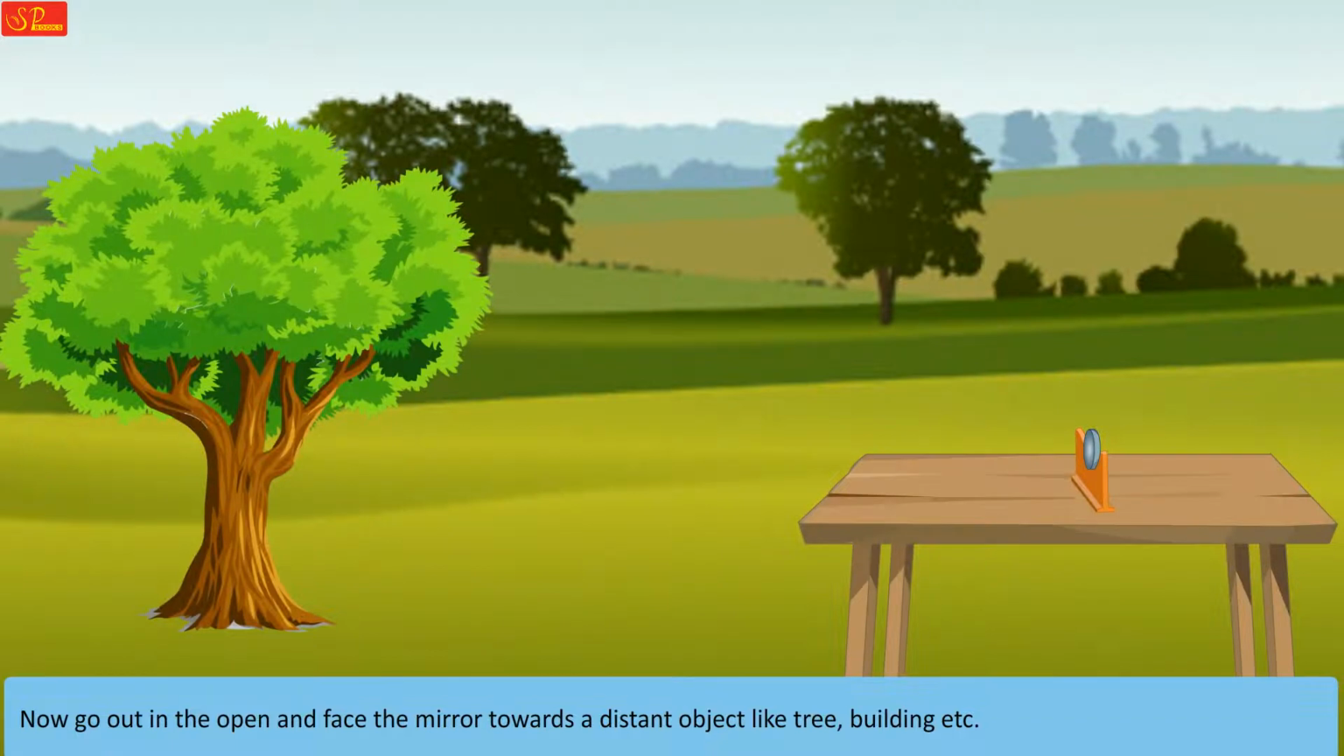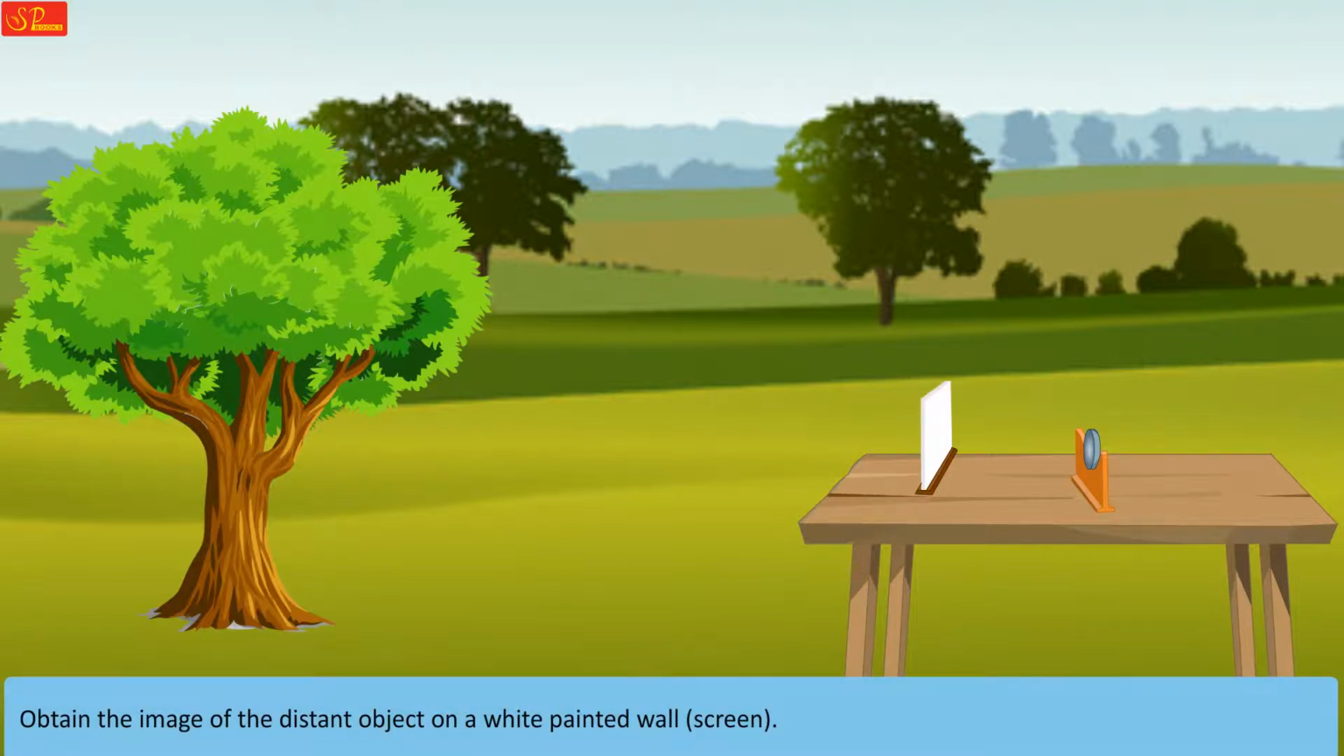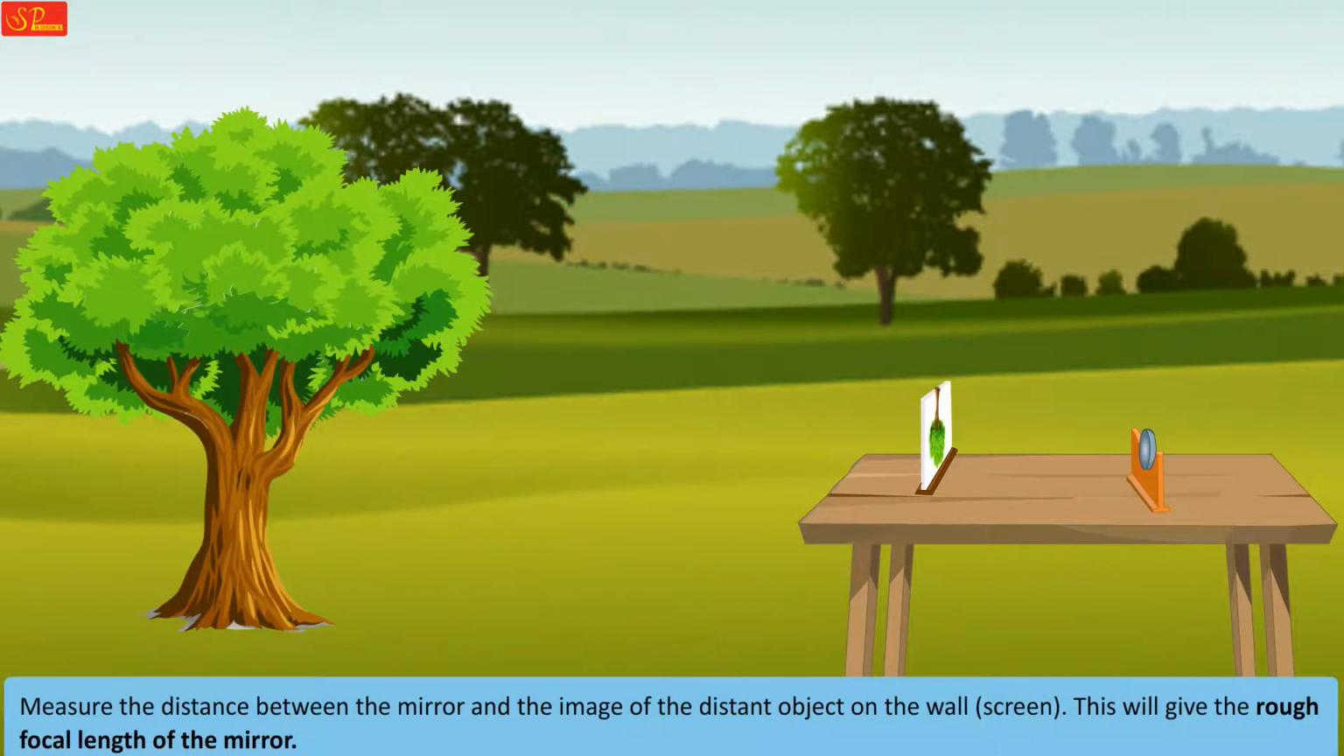Procedure. To determine rough focal length, place the concave mirror in the mirror holder. Now go out in the open and face the mirror towards a distant object like a tree, building, etc. Obtain the image of the distant object on a white painted wall screen. Adjust the mirror forward and backward to get a sharp image on the wall. Measure the distance between the mirror and the image of the distant object on the wall screen. This will give the rough focal length of the mirror.